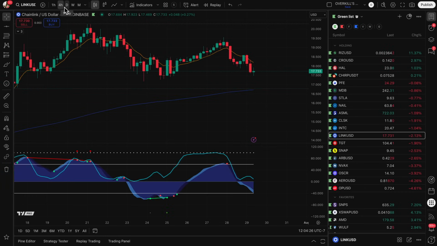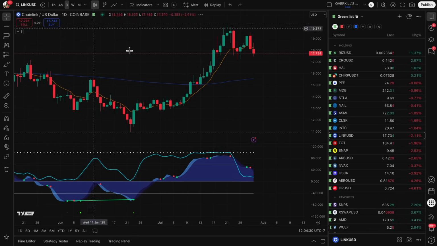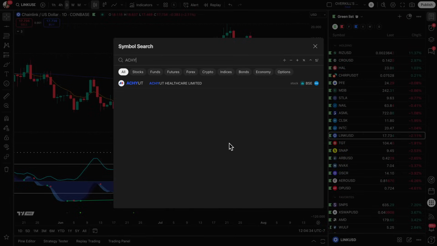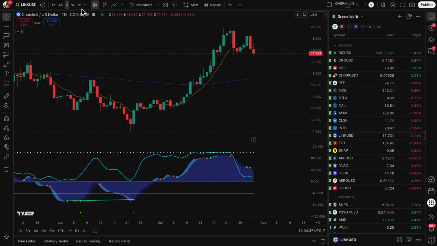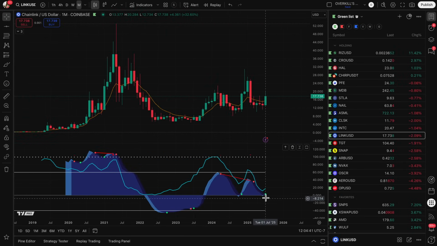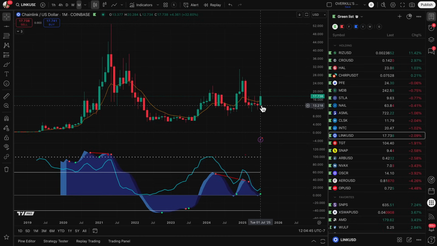I personally am not, because I have such a large position on it, but I'd be watching 4 hours or dailies to add to this position if I didn't already have one. ACHY. Link is very bullish, guys. Very, very bullish. Okay, green monthly is everything we look for.